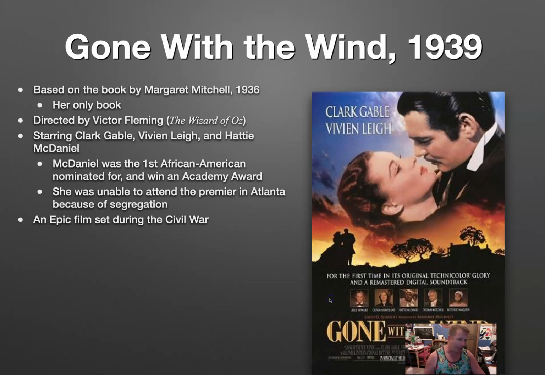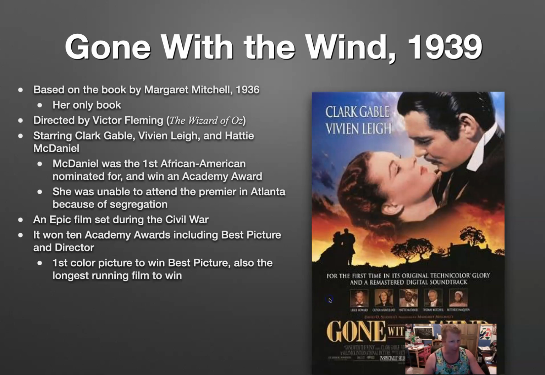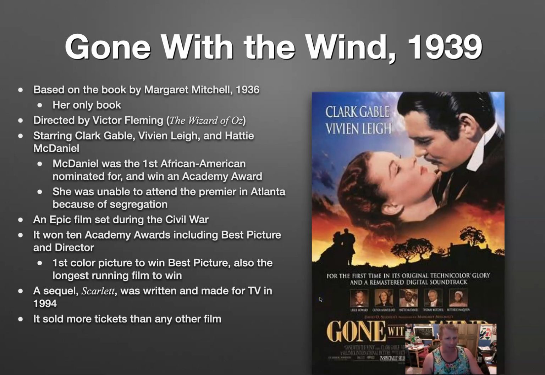This is an epic film set before, during, and after the Civil War. It won 10 Academy Awards, including Best Picture and Best Director. It was the first color film to ever win Best Picture. It was also the longest running film to ever win. It's even longer than Return of the King, the Lord of the Rings finale. There was a made-for-TV sequel called Scarlet that was not very well received, and it came out in 1994, so quite a few years later, 55 years later.